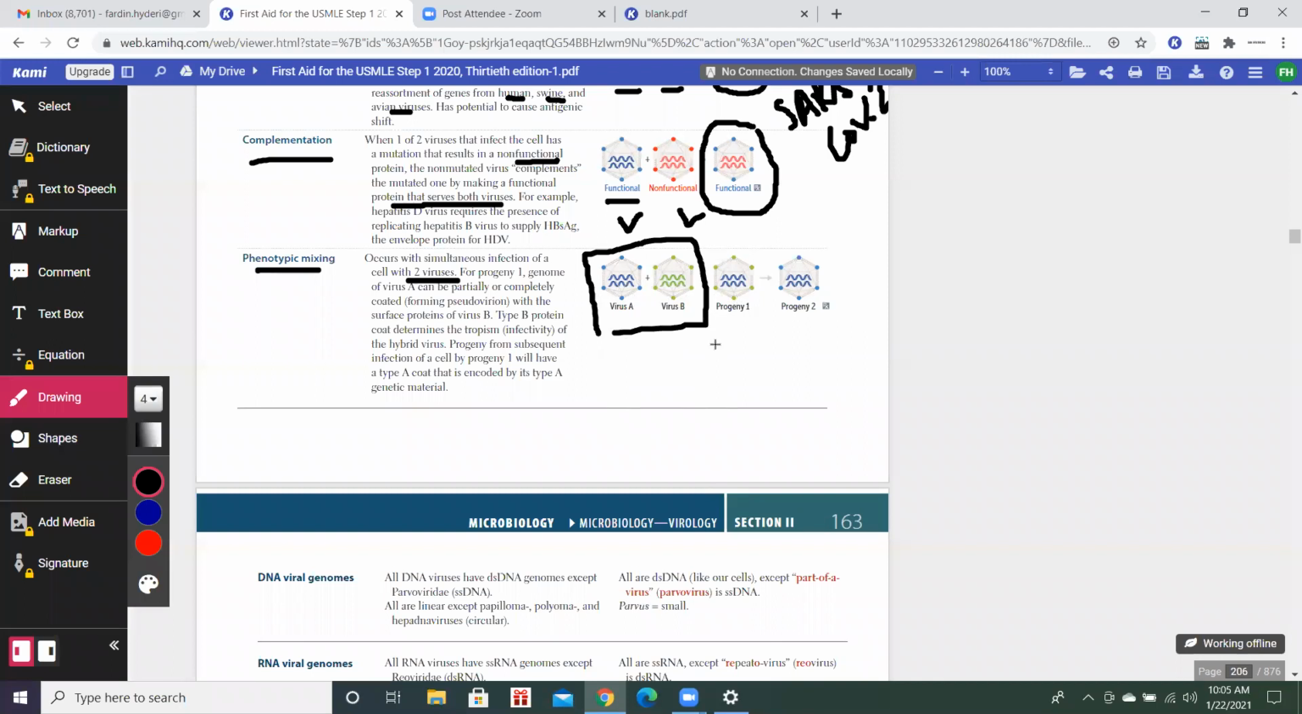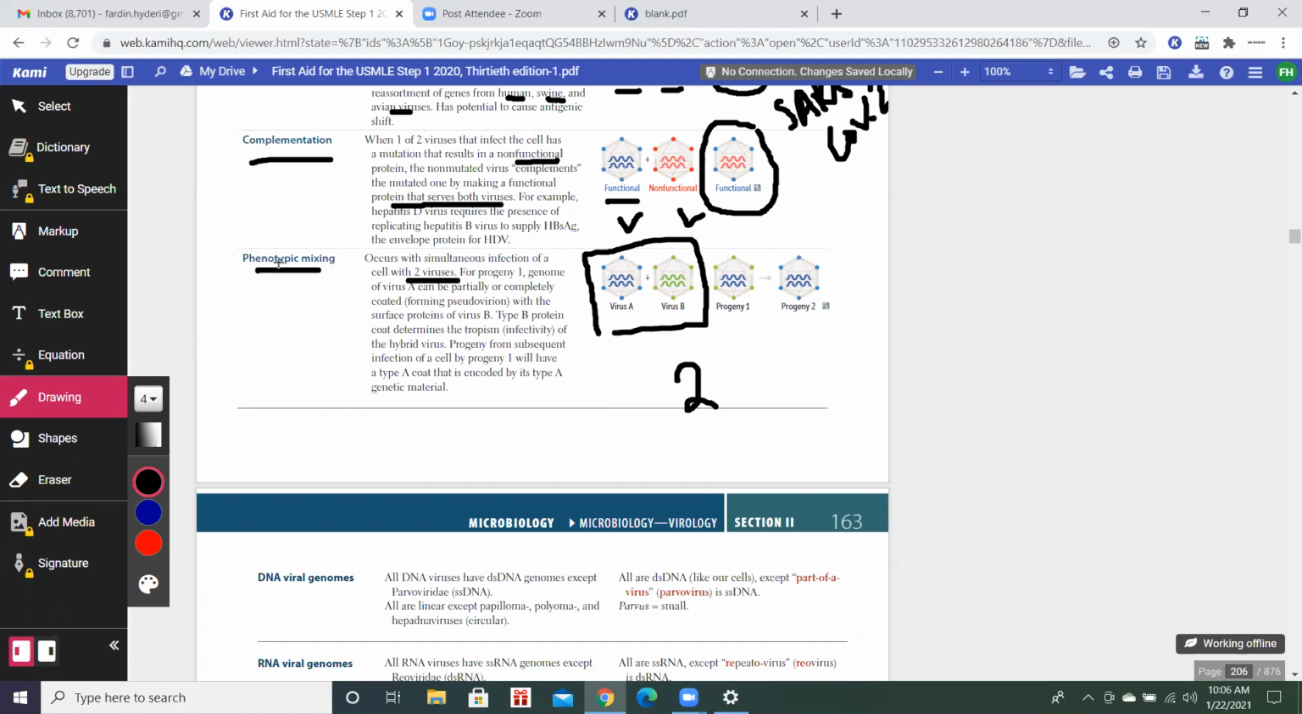So in order for you to identify the questions, first of all, you have to look out for mentions of two viruses in your question stem. If there are mentions of two viruses in your question stem and they say one is functional, another one is non-functional, then immediately you choose complementation. If there are mentions of two viruses and they tell you that your immune system cannot mount an immune response anymore, okay? If they talk about a failing immune system when both viruses affect together, then they are talking about phenotype mixing.